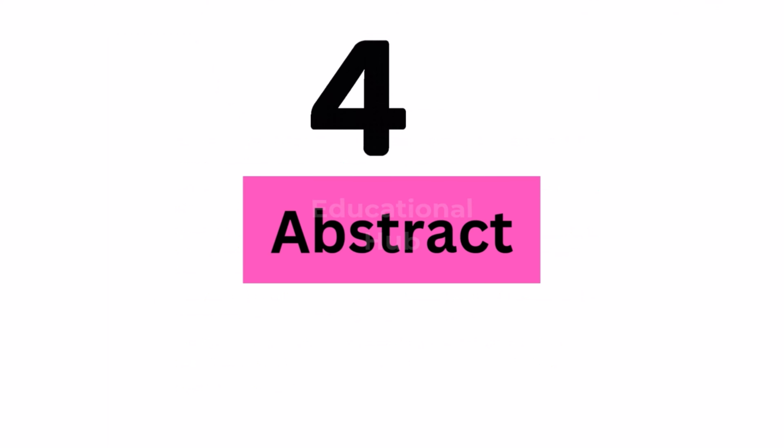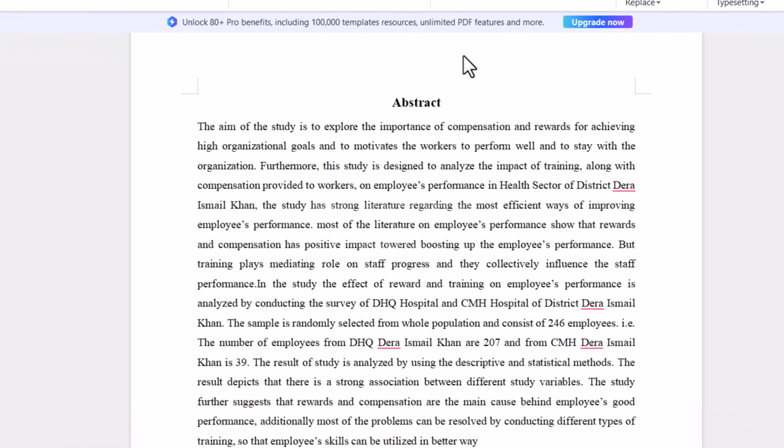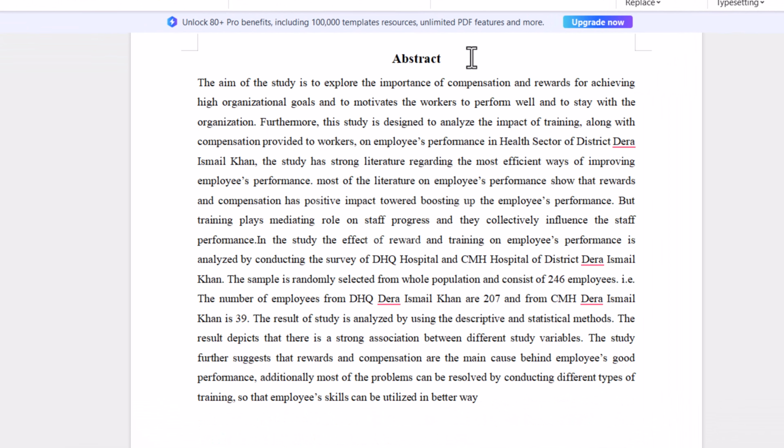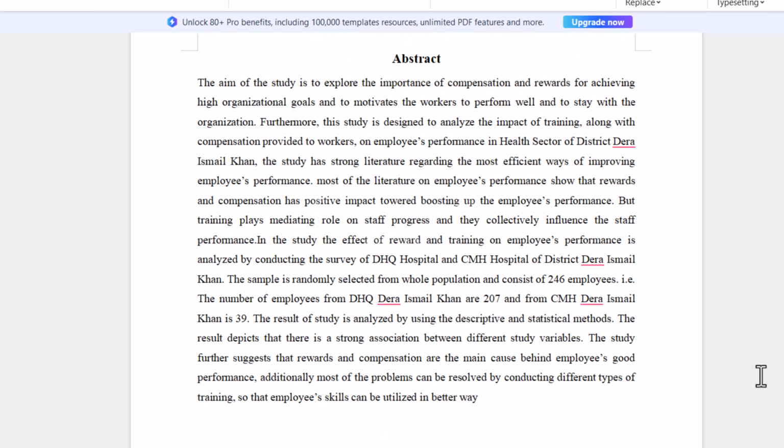4. Abstract. An abstract in a thesis is a brief summary of the entire work. It should include the research question, the scope of the research, the methodology, and the main findings. The abstract should be no more than a page in length.